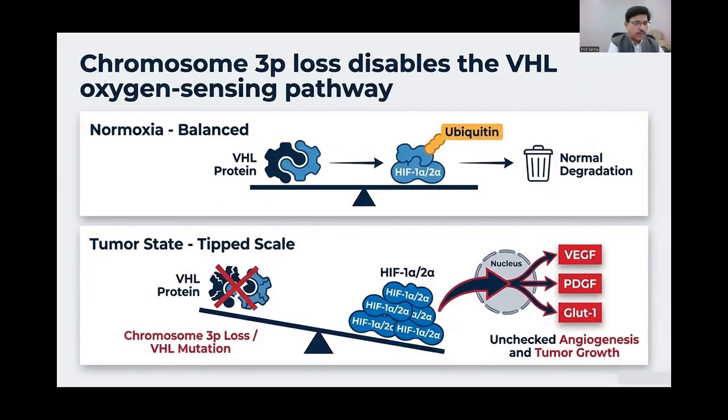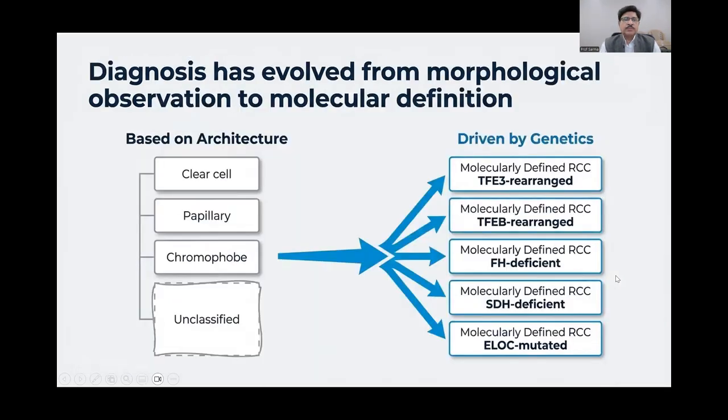Now we have got this. We did not know it around 5 years back. All this has now been worked out. Now, what will happen with these things? Based on the architecture, we used to classify them as clear cell and non-clear cell. Non-clear cell was again classified as papillary, chromophobe and unclassified. 75% are clear cells and 25% are papillary, chromophobe and unclassified together, non-clear cells.